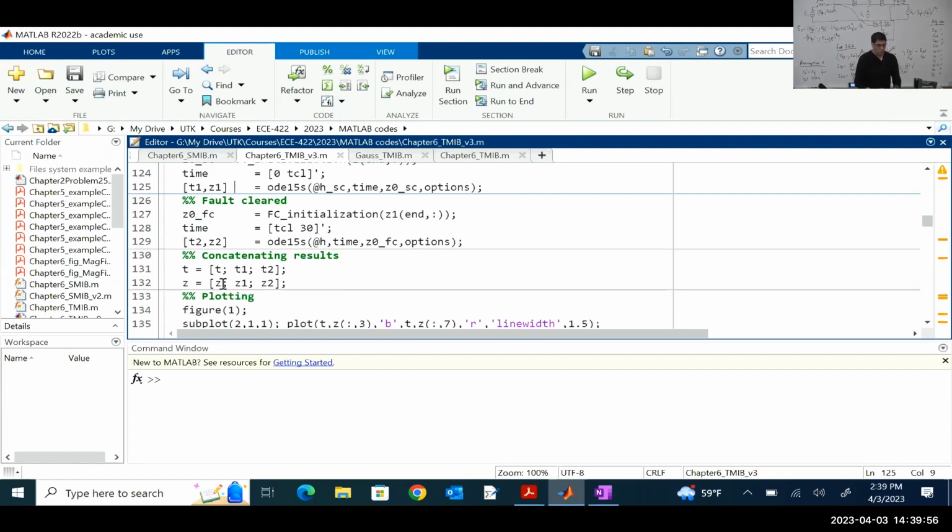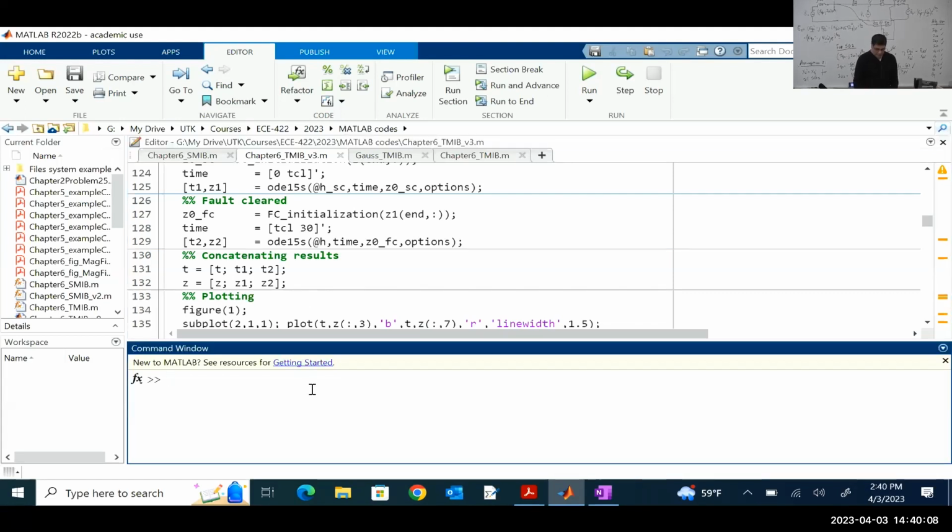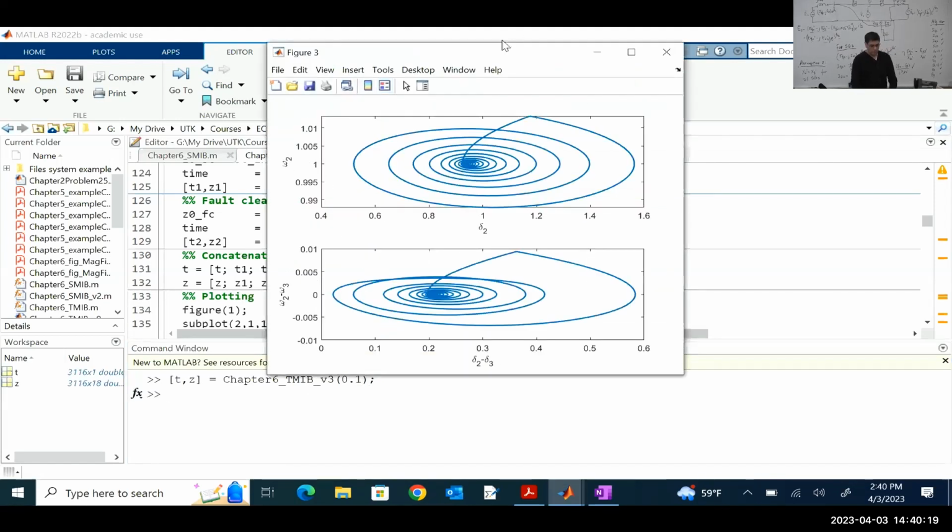We will pick the solution before the fault, during the fault, and after the fault, and we will put them all together in lines 131 and 132. And then we will plot, okay? So that's the system. We will simulate this. Let's say this is 0.1, and this is the solution.